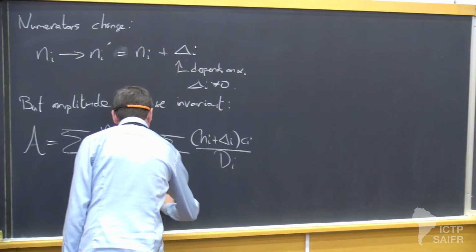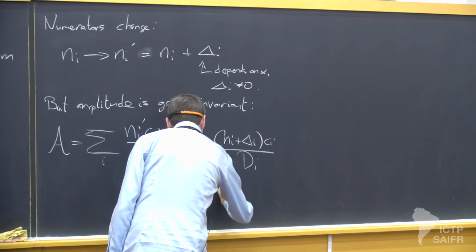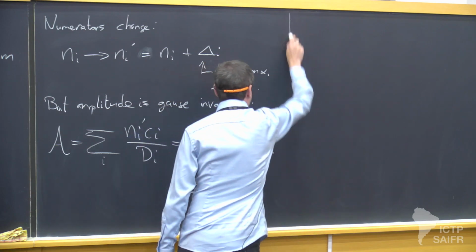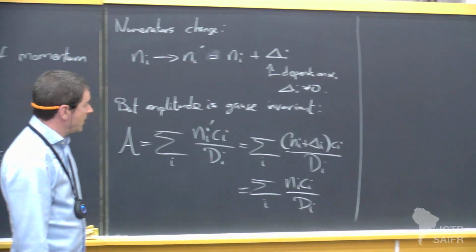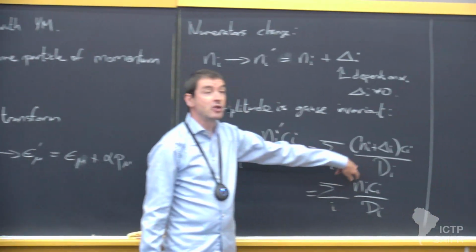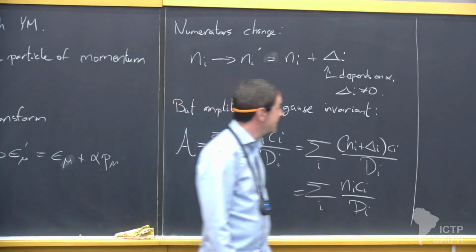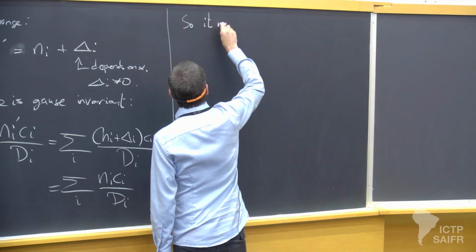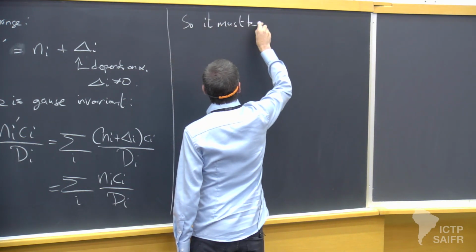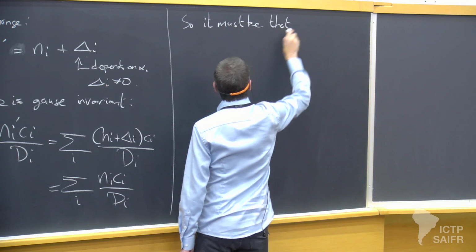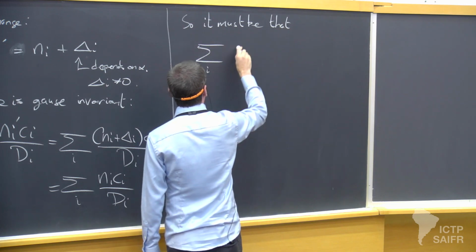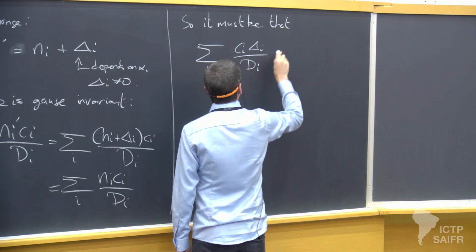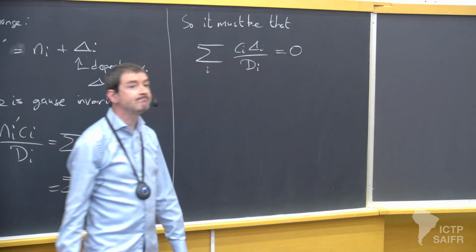And since this is gauge invariant, this is equal to the original guy. Right? So in other words, just by subtracting these two equations, it has to be that this delta I satisfies a constraint. Sum over I, ci delta I over di, that has to be 0. Right.